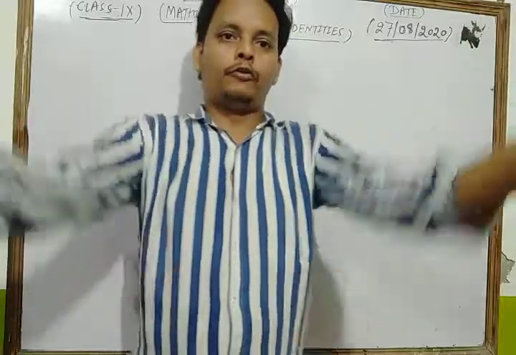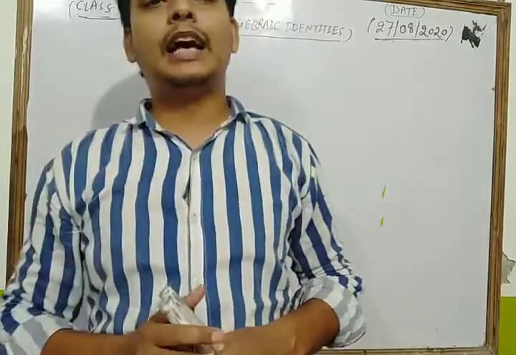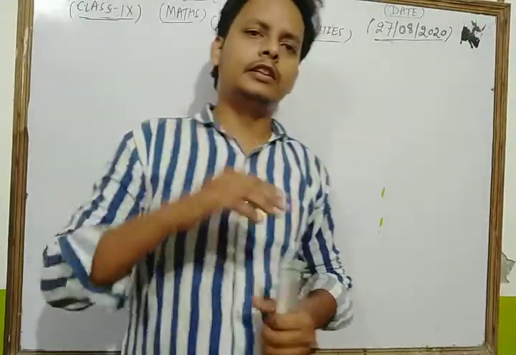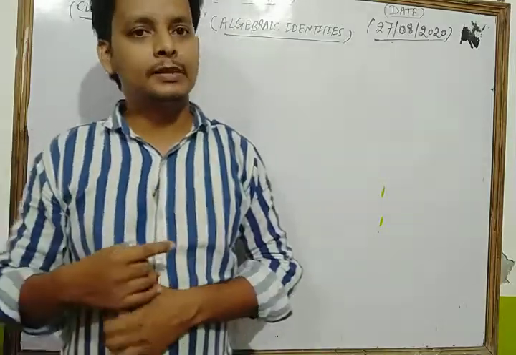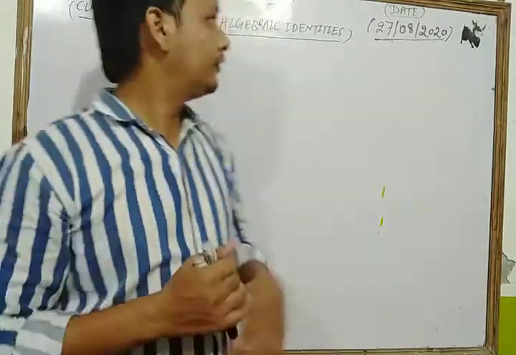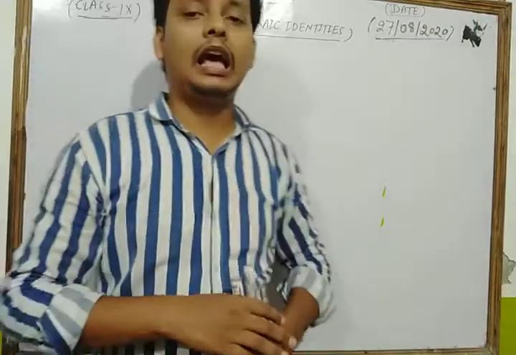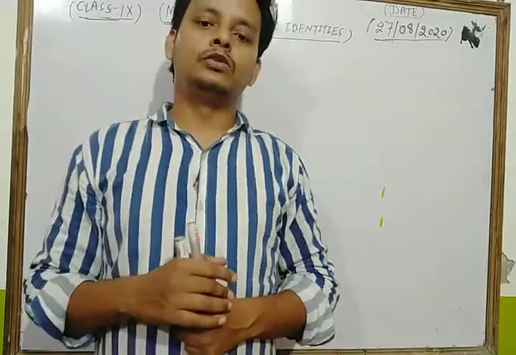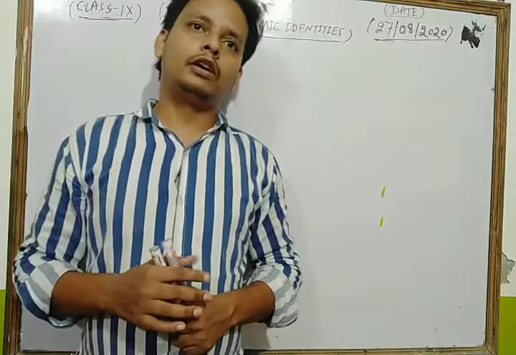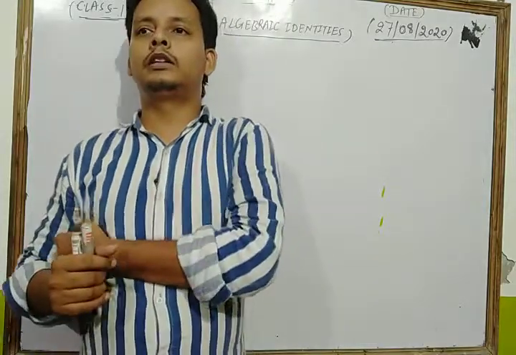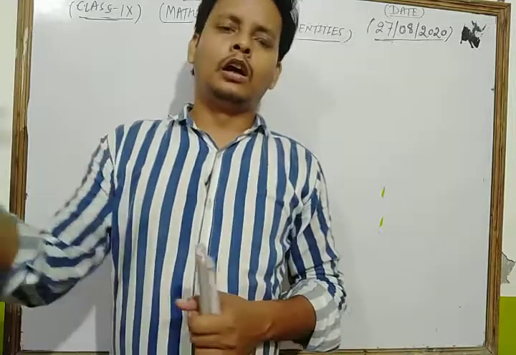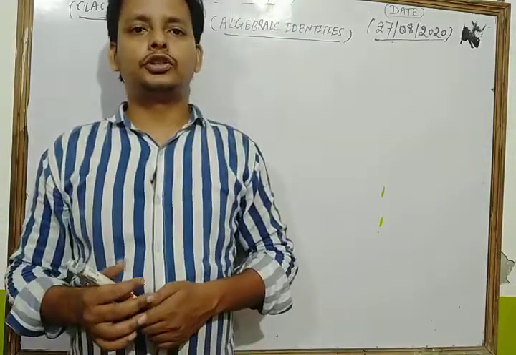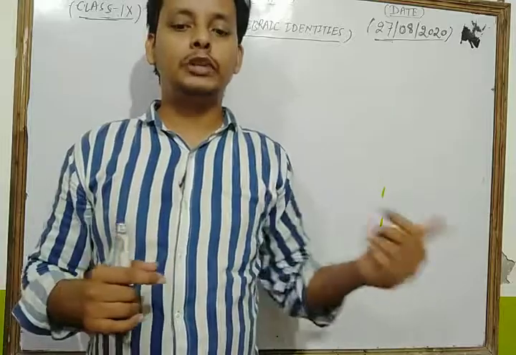Today we are going to discuss the algebraic identities which we discussed already in previous classes. In the previous class I discussed the factorization of algebraic expressions. Today we are going to discuss algebraic identities. We have already explained that there are nine algebraic identities, and we discussed all the questions based on the factorization of algebraic expressions based on these identities.